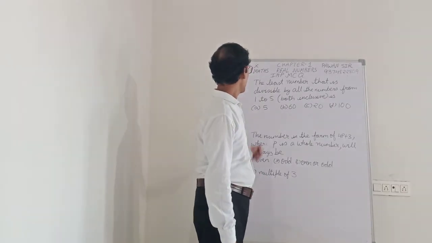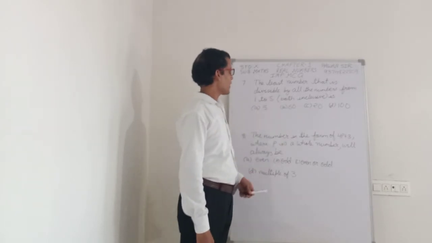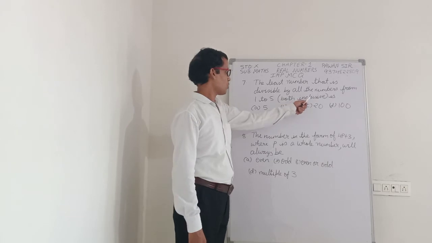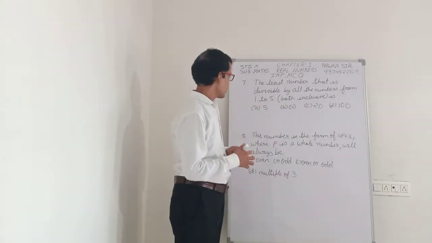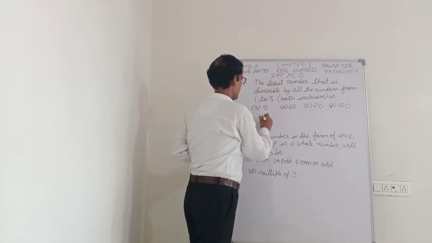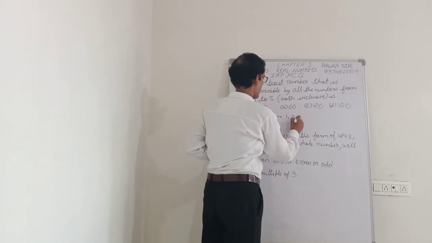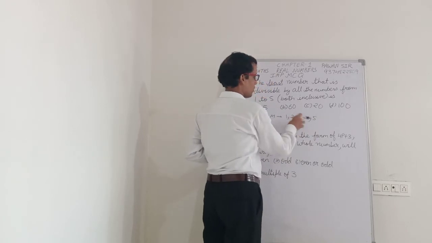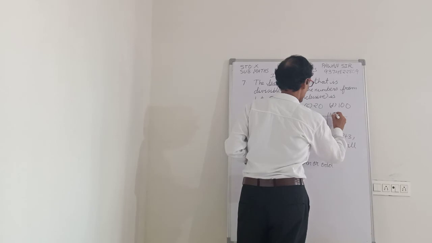Dear students, now 7th question. The lowest number that is divisible by all the numbers from 1 to 5, both inclusive. Both inclusive means you take 1 and 5 also. So lowest number means what you have to find? You have to find LCM. To find LCM of the numbers 1, 2, 3, 4 and 5, as you know, you can easily find the LCM of these numbers.